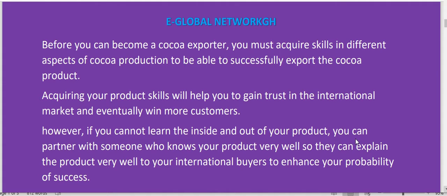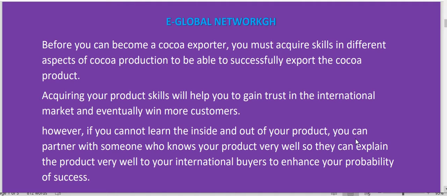So when you get one person who trusts you with their resources, you need to prove yourself worthy of that. It is very important, so you need to bear that in mind. Now, however, if you cannot learn the inside and out of your products, then you can as well hire somebody or partner with someone who knows your product very well, so they can explain the products very well to your international buyers to enhance your probability of succeeding in your export business.